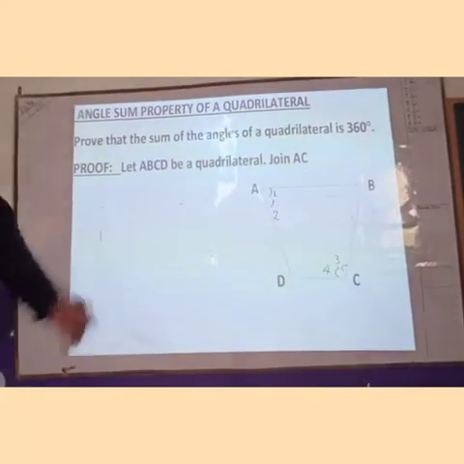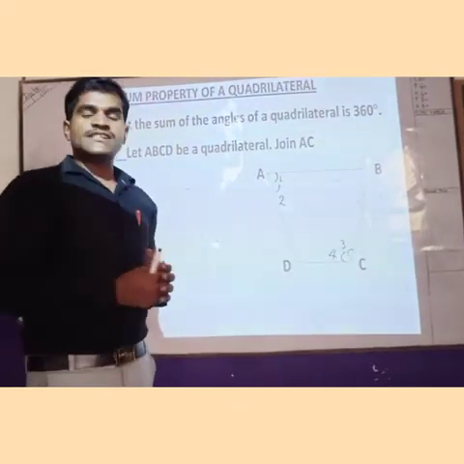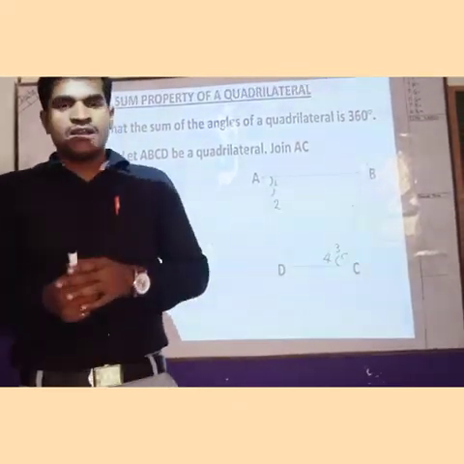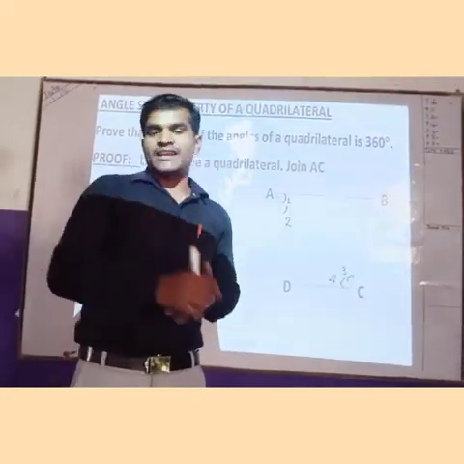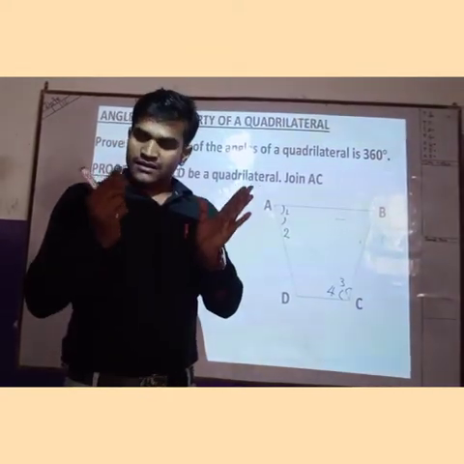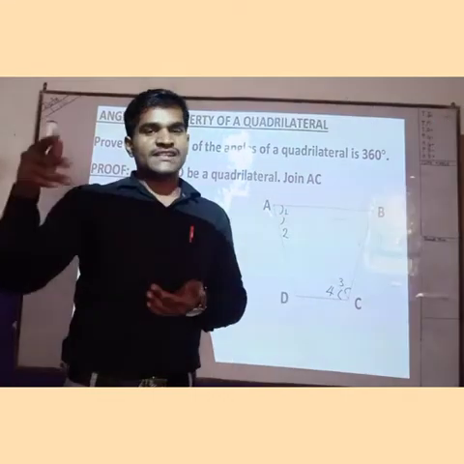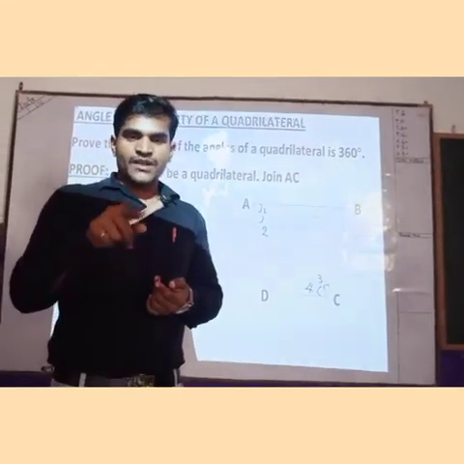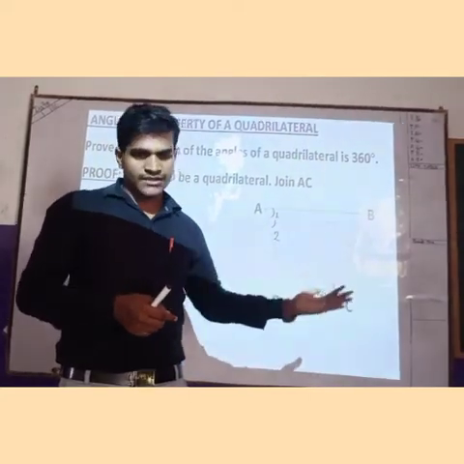Angle sum property of quadrilateral. In class 7, you learned the angle sum property of triangle. The sum of all the angles of a triangle is 180 degree. Angle A plus angle B plus angle C is equal to 180 degree. These properties you have learned in class 7.